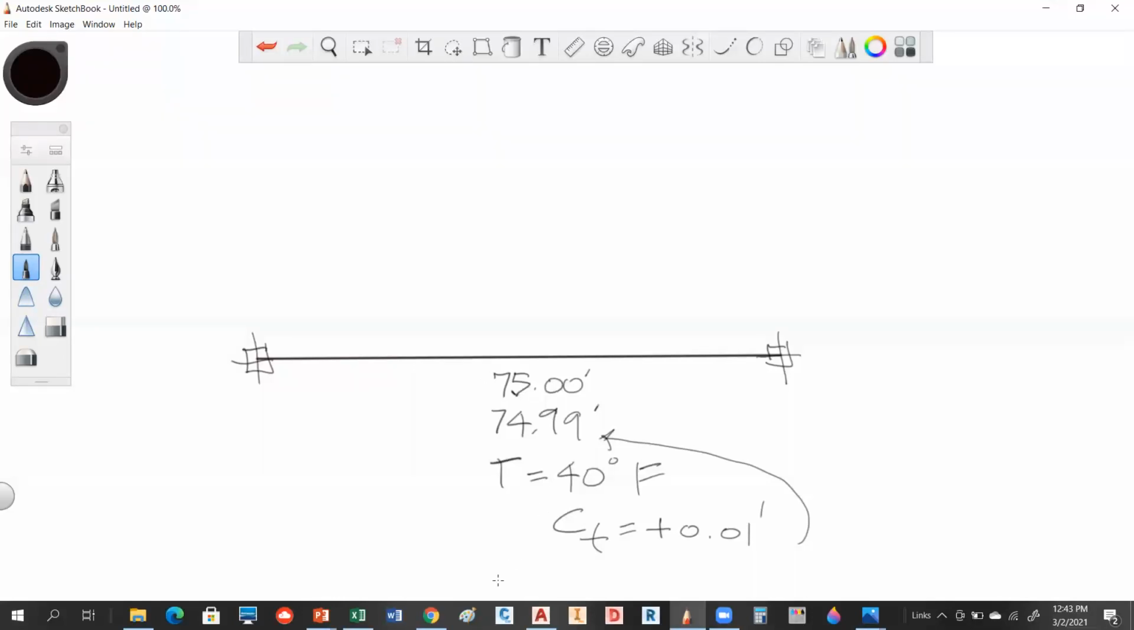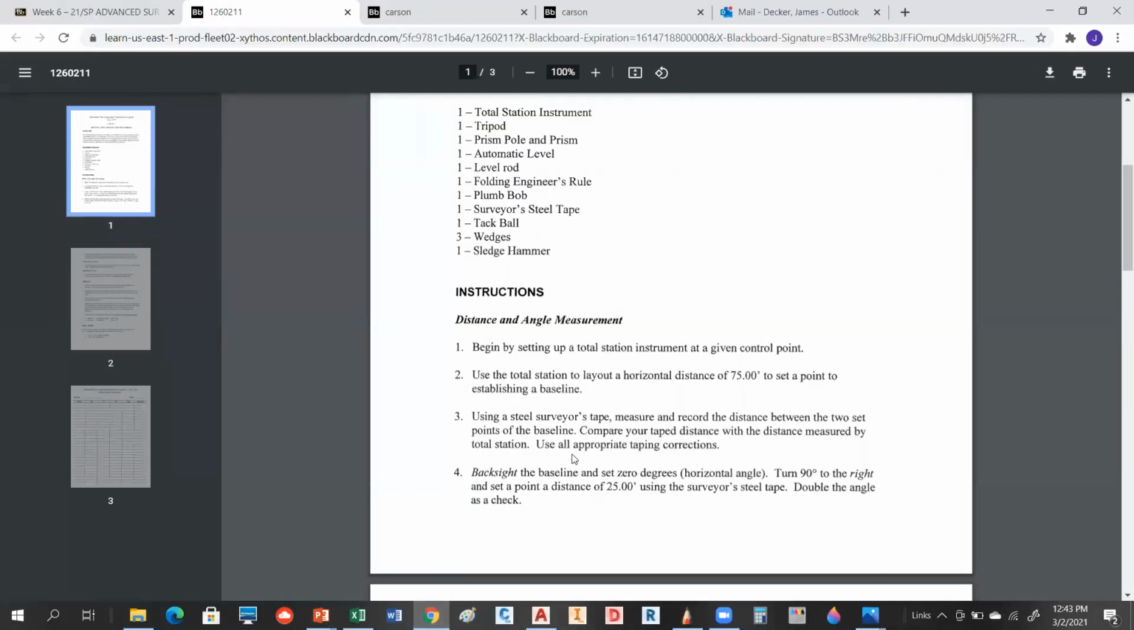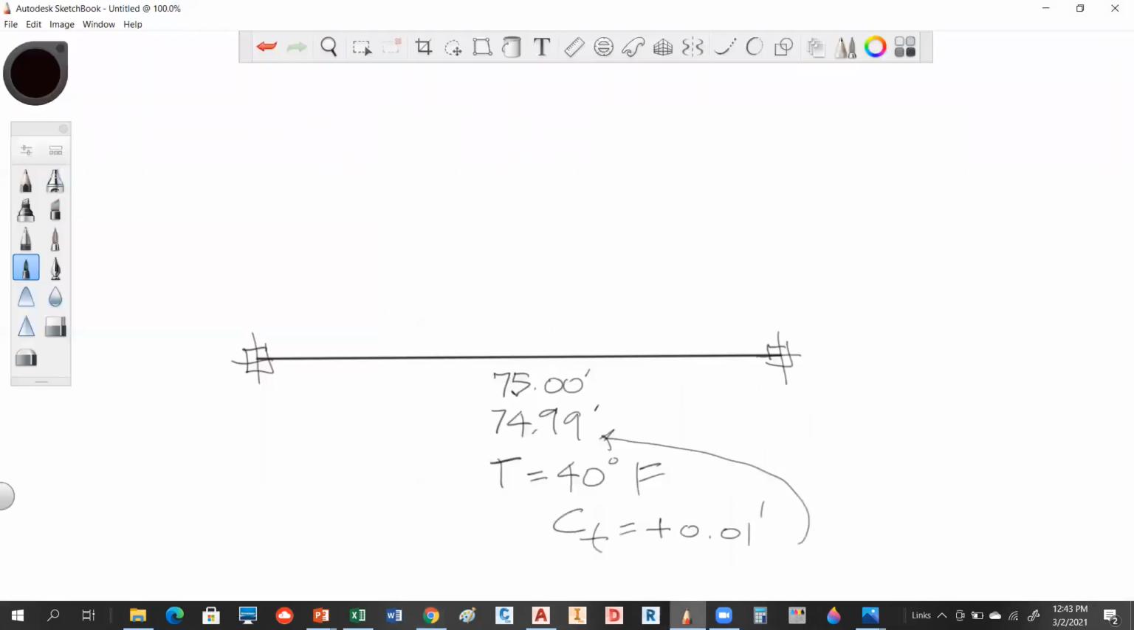Then what you're going to do while you're set up on that baseline that you have, it tells you to backsight the baseline, set zeros, and we're going to turn a 90-degree angle, and we're going to set another point. So again, we're going to do another layout, and this time we're laying out distance and angle. So you're going to set, you've got your instrument here, you're sighting along this line, so you're looking at that stake and you're setting zeros in your scope, just like we kind of did last week. And you're going to turn an exact angle.